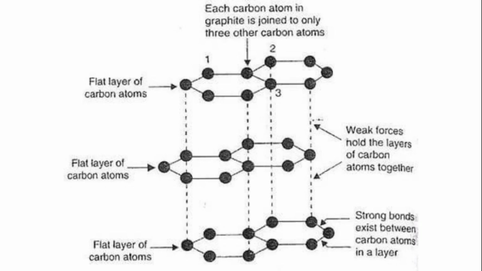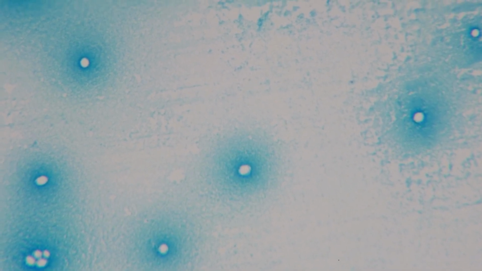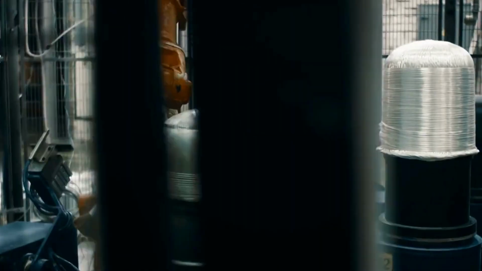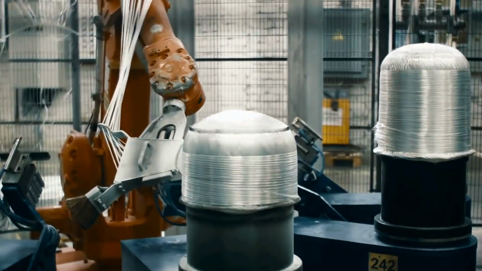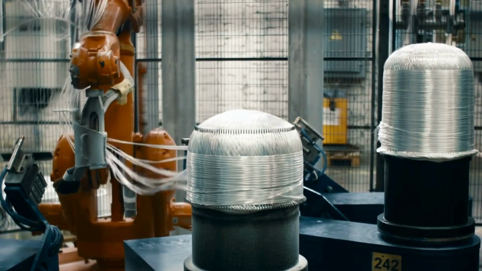Unlike the stabilization stage, this process takes place without oxygen. If oxygen were present, the fibers would simply burn. Instead, the furnaces are filled with an inert gas atmosphere, usually nitrogen. As the fibers move slowly through the furnace, they are heated to temperatures between 1,000 and 1,500 degrees Celsius.